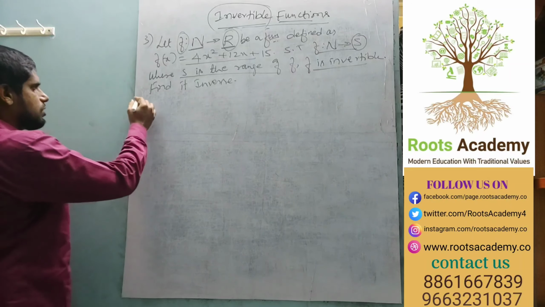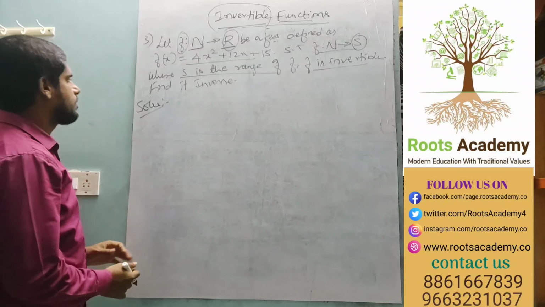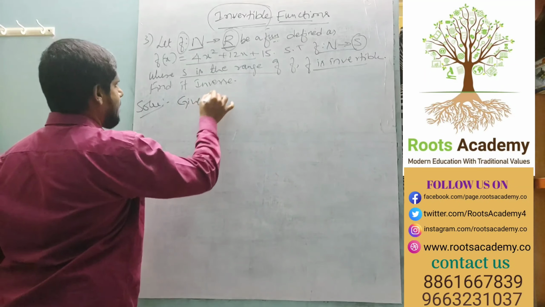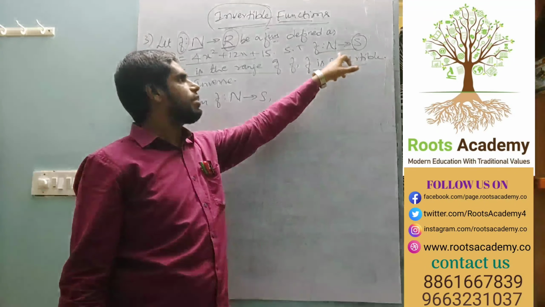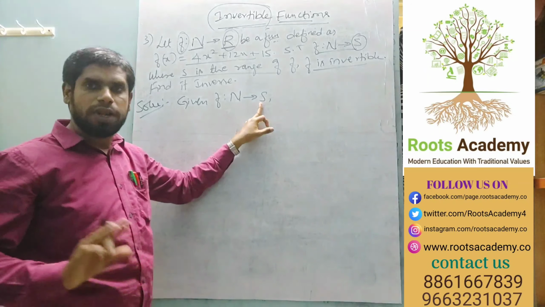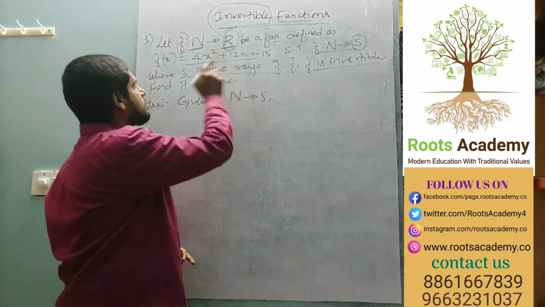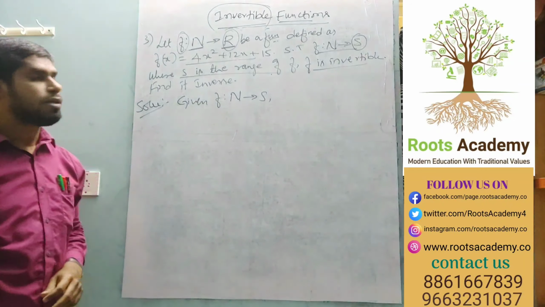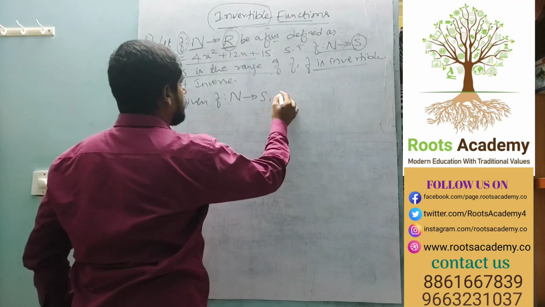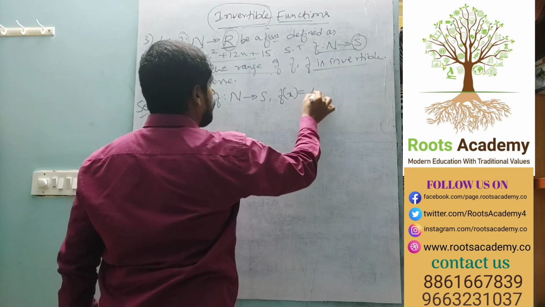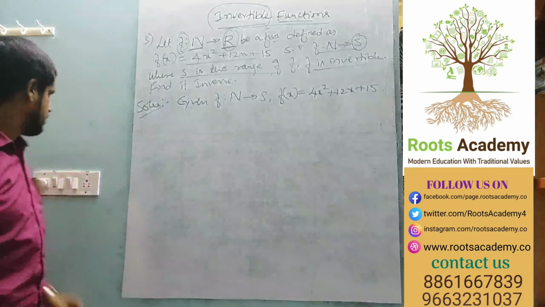Okay, so let us start proving this. We will take the one-one and onto concepts. Given f from N to S, we should prove it is invertible. But we know what S is? S is also real numbers. S is 100% real numbers, but not all real numbers. Only those real numbers which are the range of this function. And f of x is equal to 4x square plus 12x plus 15. This is the function.